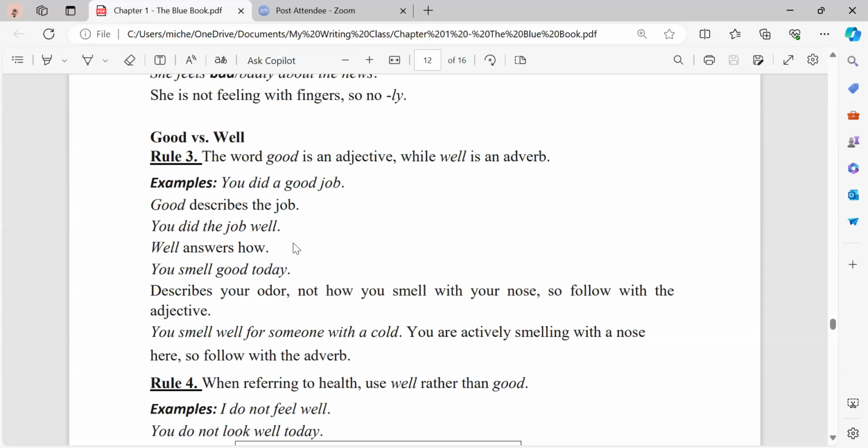So we need to ask ourselves if the sentence itself answers the question how. If it does, then it's an adverb. So well here is an adverb. So that's how we identify it. And then you smell good today. So it describes the odor, not how you smell with your nose, so follow with the adjective. So this is an adjective. That's why we use good right here, because it describes the odor, not how we smell it. We smell well for someone with a cold. Now, we are actively smelling with our nose. So that's why we use an adverb right here, which is well: smell well. So that's sort of like the difference.